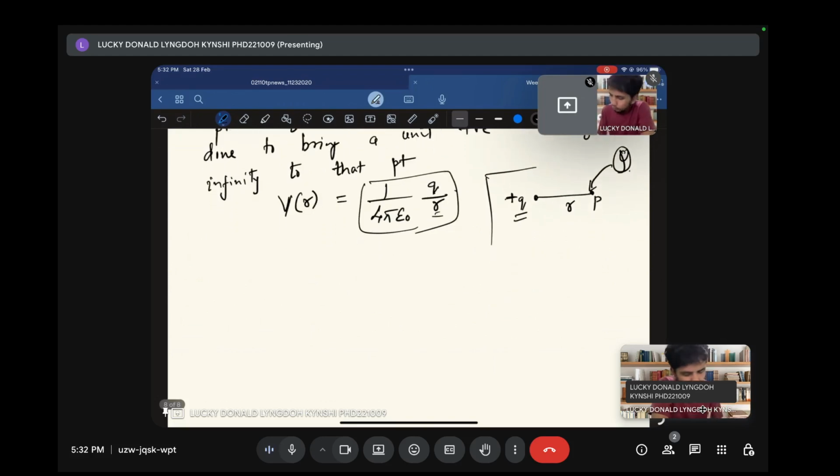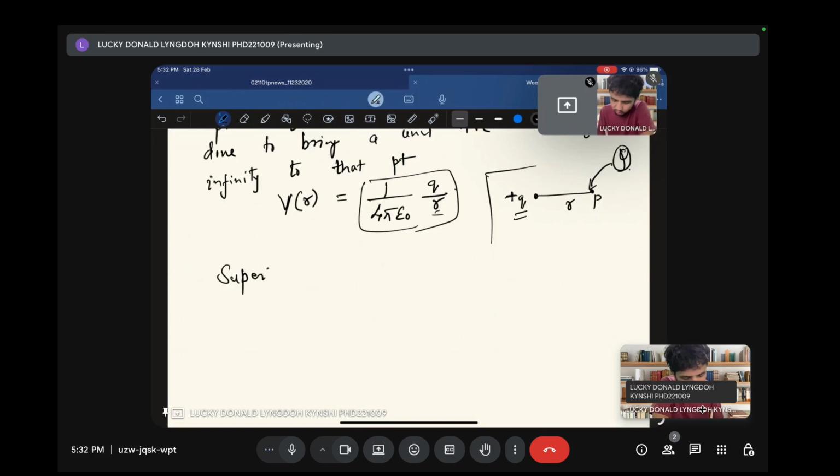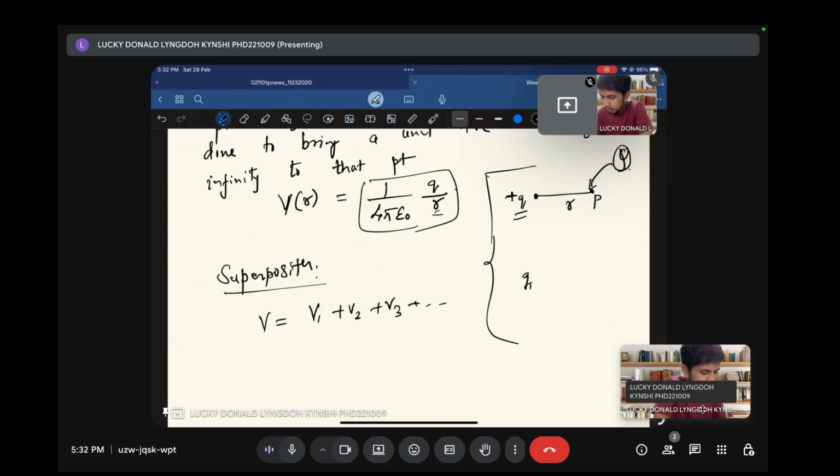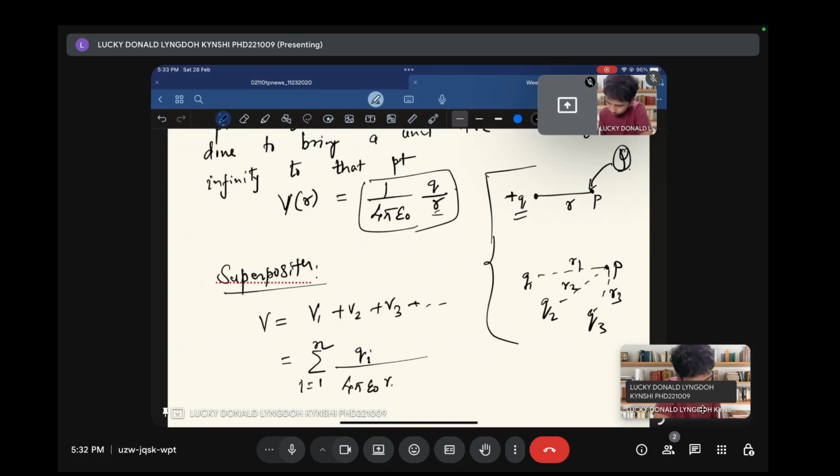If there are many charges, this is called the superposition principle. The potential will be equal to v1 plus v2 plus v3 and so on. That means you have q1 here, q2 here, q3 here, and you want to find the potential at a point p. Suppose these are at distances r1, r2, r3. Then you will get a sum from i equal to 1 to n, for n charges, of q i divided by 4 pi epsilon naught r i.